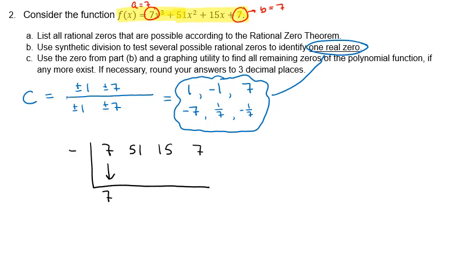So let me try, I don't know, I'll try negative 1 first. I'm going to start with some whole numbers, and then hopefully we don't have to deal with the 1/7, the fractions, but let's start with a whole number. Negative 1 times 7 is negative 7. Add down, we get 44. Negative 1 times 44 is negative 44. I don't think this one's going to work out. Add down, we get negative 29. Negative 1 times negative 29 is 29. Add down, we get 36. That is not 0, so negative 1 is not a zero of the function.